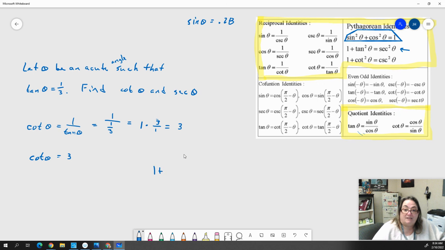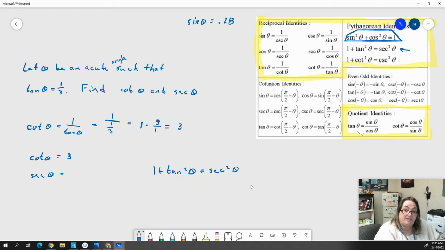1 plus tangent squared theta equals secant squared of theta. We need to find the secant of theta. We know what the cotangent is. We found it. I don't see any way to use it to help us. I think the only thing we can use to find it is the one that has tangent and secant in it.